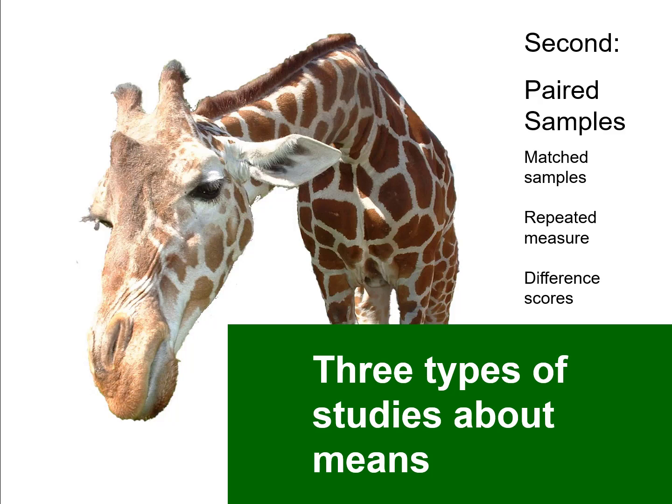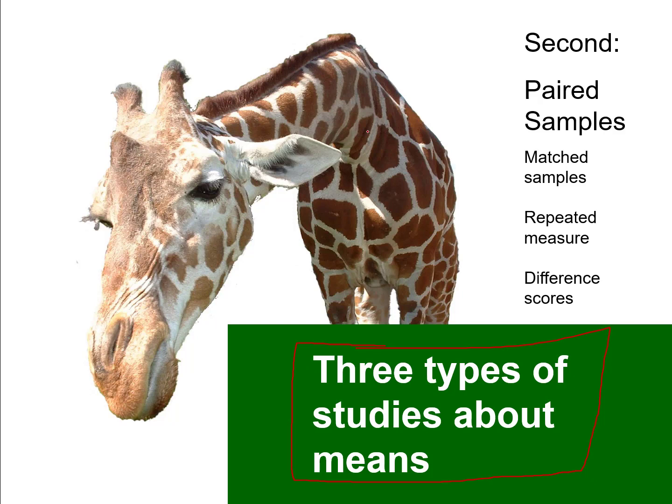Welcome to Part B of Unit 2 for our course on statistics. And we've been going through 3 different types of studies about means. And in our last section, we looked at a single sample test. That was a situation where we calculated just a single mean from a single sample.